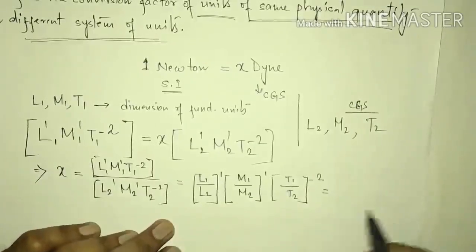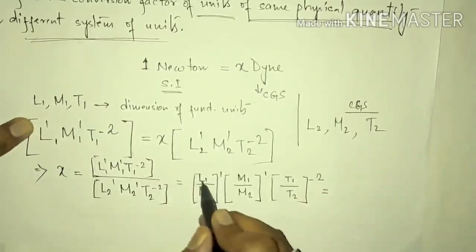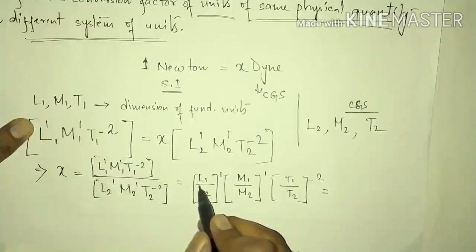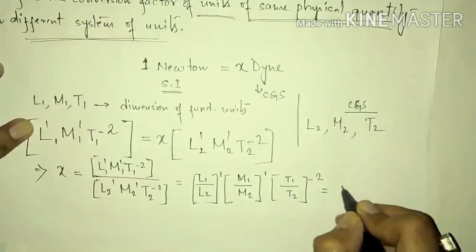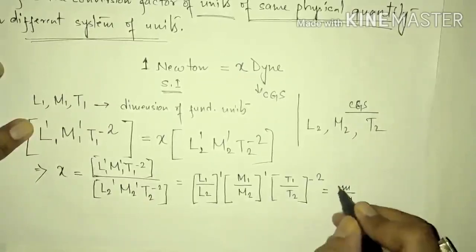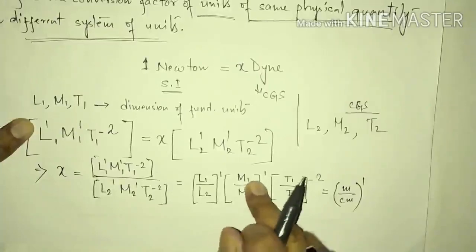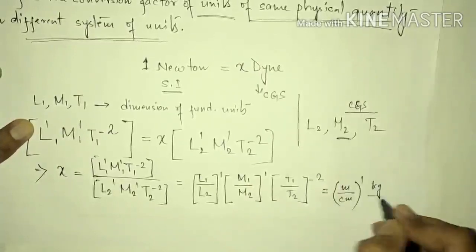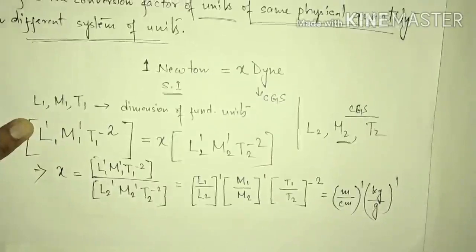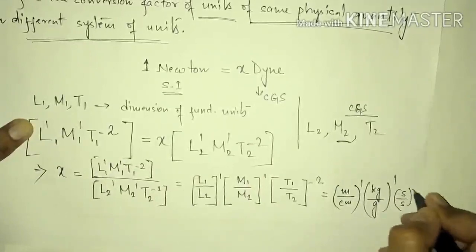Now L1 by L2: L1 is in the SI system, L2 is in the CGS system. What is the unit of length in the SI system? It is meter. What is the unit of length in the CGS system? It is centimeter. Fine. So I can say it is meter by centimeter whole to the power 1. M1 by M2: this is in kilogram, because in the SI system the unit of mass is kg and in the CGS system the unit is gram. So kg by gram to the power 1. And the unit of time in both the SI and CGS systems is second. So it is second by second whole to the power minus 2.